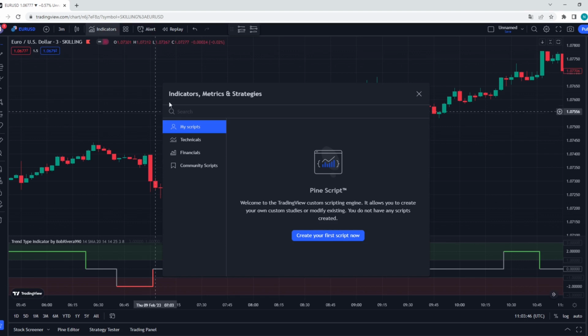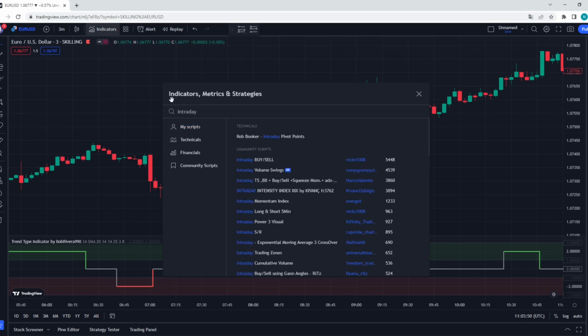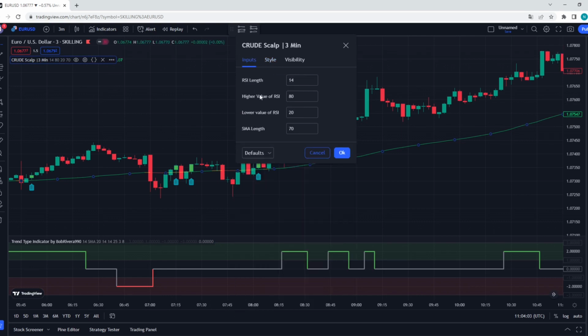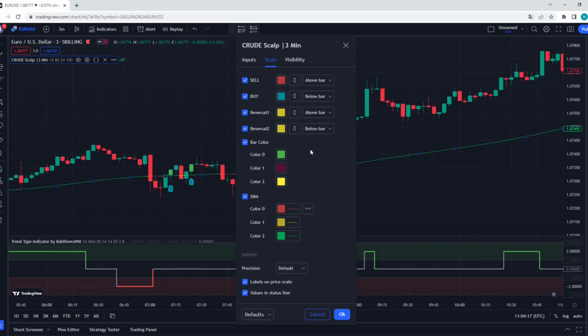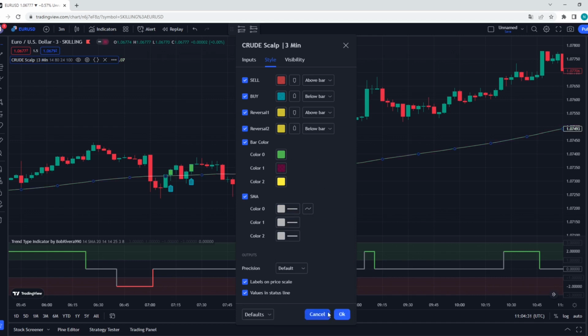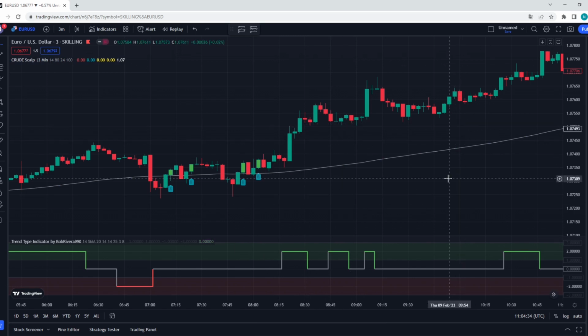The second indicator we are looking for is the intraday buy sell signal from NIX 1008. So let's load this one as well, and we are going to make some changes. In the input section, we want to set our lower value of RSI. We change that from 26 to 24, and the SMA length from 70 to 100. Then in the style section, we will change the SMA colors all to white. And when we have this, we can click OK, and the second indicator is loaded in as well.